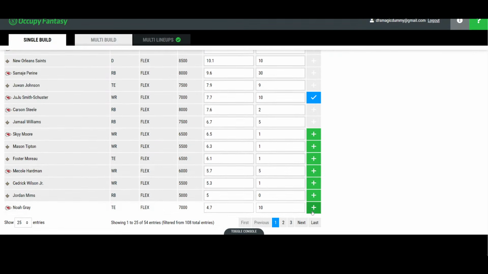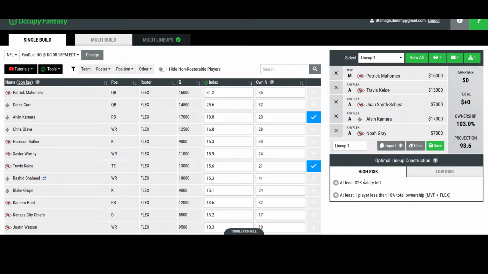We could play Noah Gray. He's 10%. He's going to be on the field. He fits the salary mold, and he's a low-owned option. If we look at ownership here, this could work. We have 2 low-owned guys, which is nice. Uses all the salary, so it's very unlikely to be duped in a 100-player GPP. So this could work.